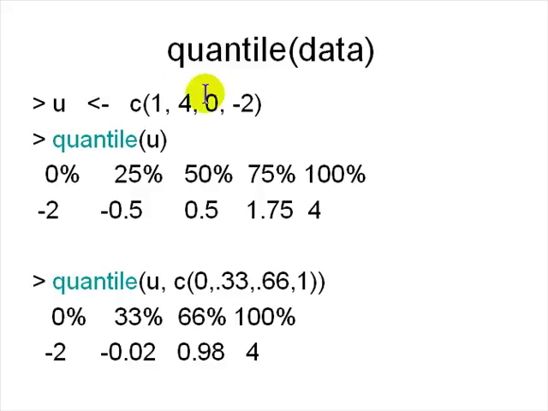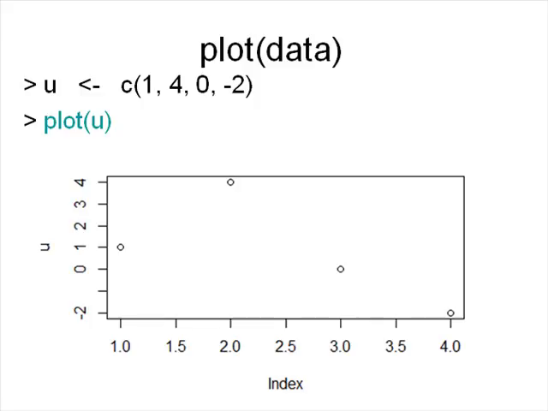Now look at the quantiles. The quantiles of u are at 0, 25%, 50%, 75%, and 100%. It tells you the numbers at those quantiles, from minus 2 to 4. If you don't like these percentages, you can give your own, 0, 0.33, 0.66 and 1, and it gives you a different set of quantile numbers. And then you can also plot it. So 1 is here, 4 is here, 0 is here and minus 2 is there, with 1, 2, 3 and 4 on the x-axis, and u on the y-axis.